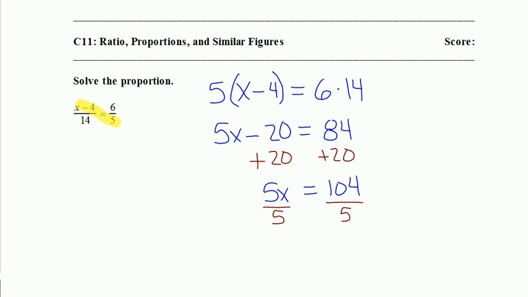And the result here is x is equal to 104/5. This will not reduce, but if we chose to, we could write this as a decimal. It's the same as 20.8. So either of these solutions, 104/5 or 20.8, would be a good result.